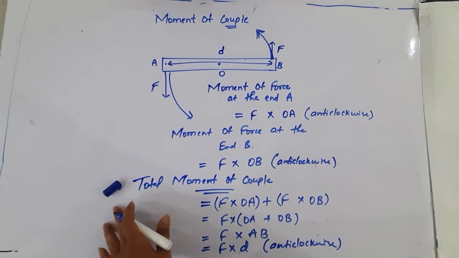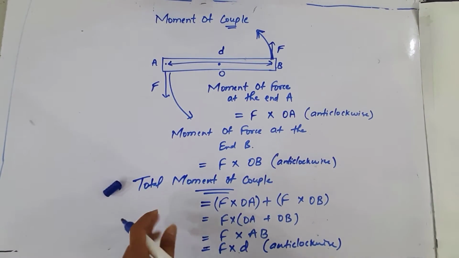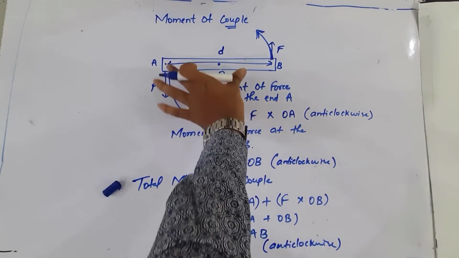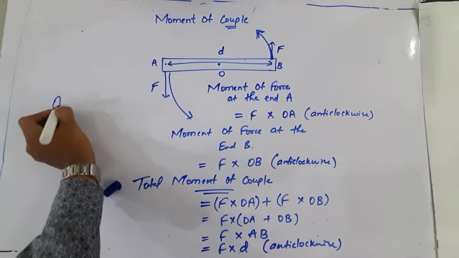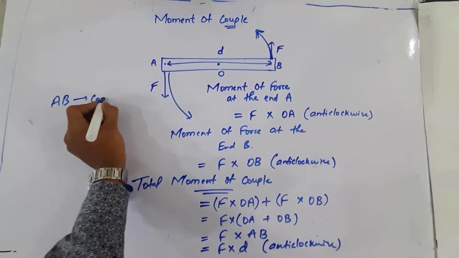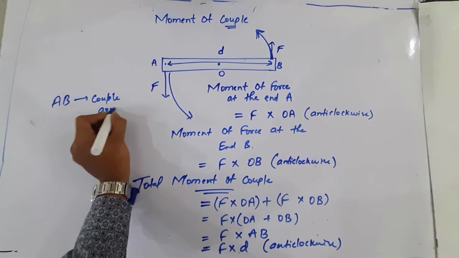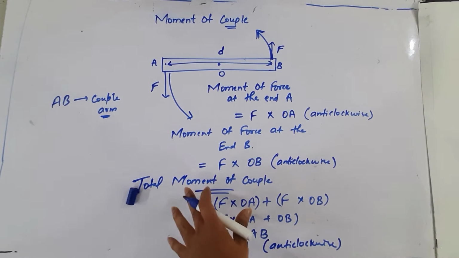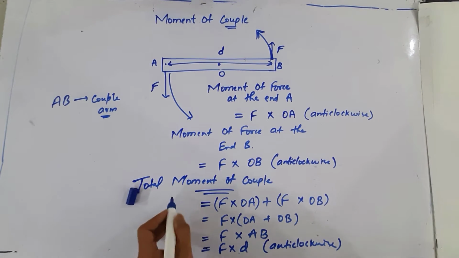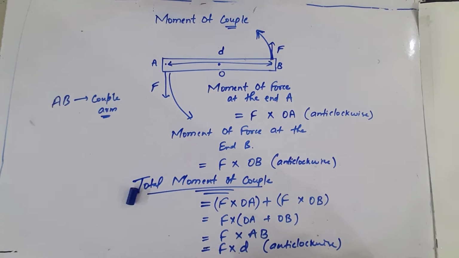So from the figure we can say that the two forces are responsible to turn the rod in anti-clockwise direction. So this is called the moment of couple. So here point to be noted that the distance between the two points where the forces are acting is called the couple arm. So this here AB is considered as couple arm, and we can consider either of the forces as both the forces are of equal magnitude. So in other words we can say that total moment of couple is either force multiplied by the couple arm, that is AB.